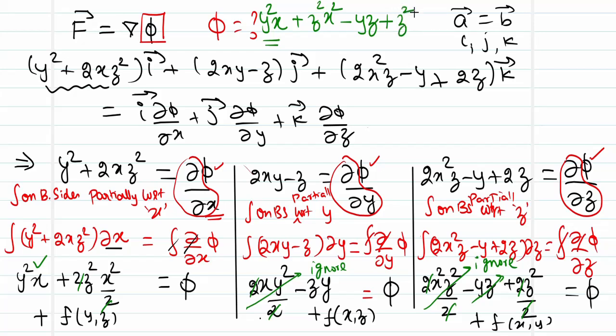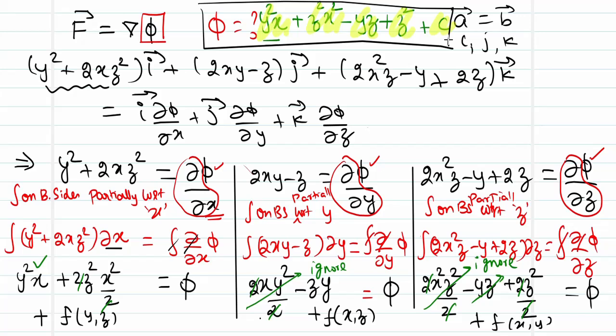So plus z square, and combining all the three constants, I can just make it one constant of integration called plus c. Therefore what do we think is going to be the required scalar potential? My required scalar potential phi is going to be y square x plus z square x square minus yz plus z square plus c. So this part which I have over here is going to be the required scalar potential for the given vector f.